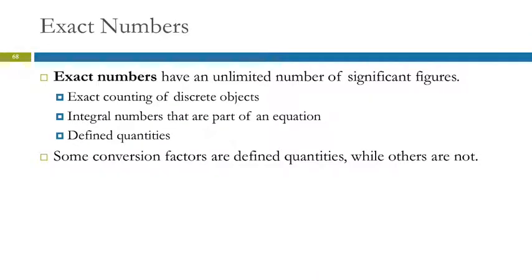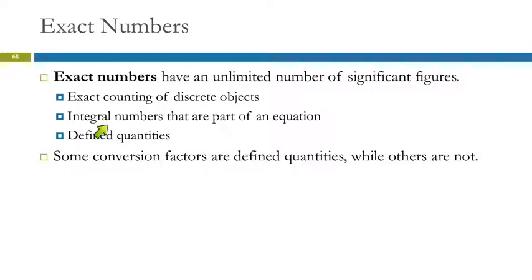So there's measurements, and then we have exact numbers. We can consider an exact number to have an unlimited or an infinite number of significant figures. So 3 kinds of exact numbers. Exact counting of discrete objects. How many fingers am I holding up? 3. Is there any uncertainty in that? No, it's exactly 3. They can be counted. So there's no sig figs there. It's exact, and so if you have to say how many sig figs, you say, well, it's an infinite number of sig figs.